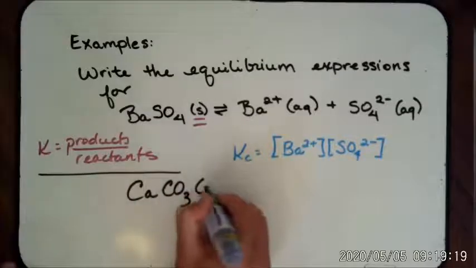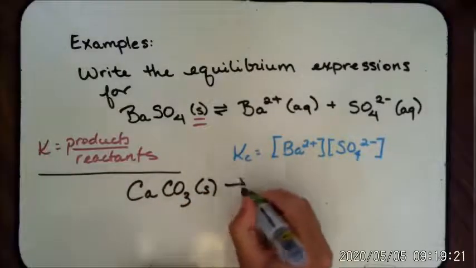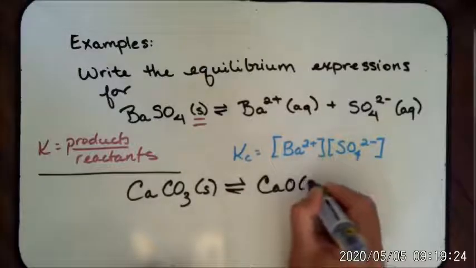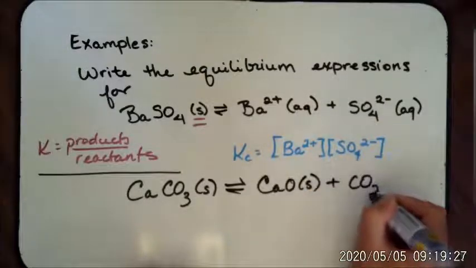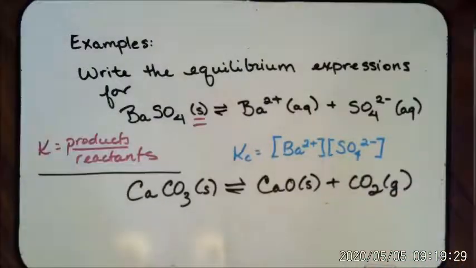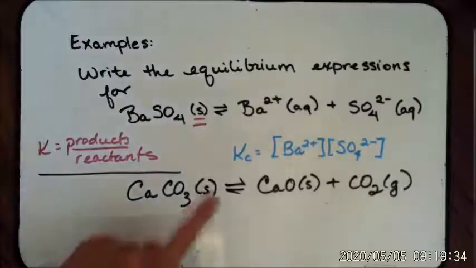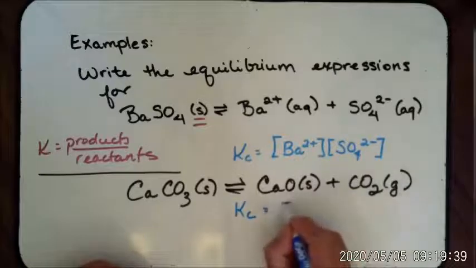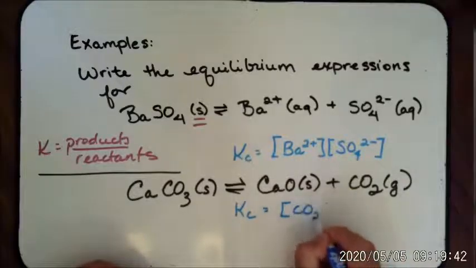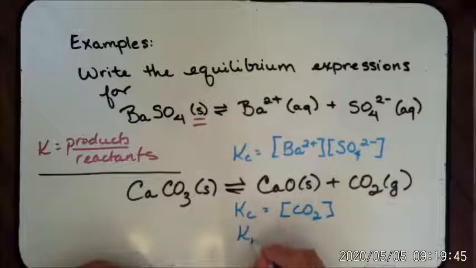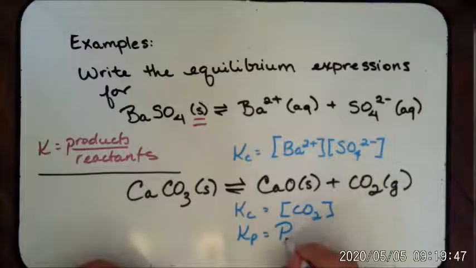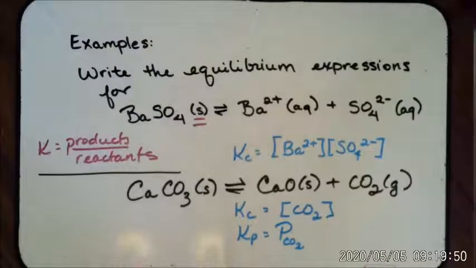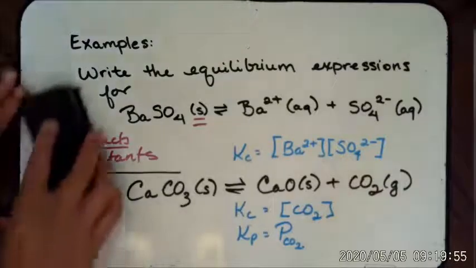Okay? For the second reaction, we have a solid here. Calcium carbonate goes to calcium oxide solid plus carbon dioxide gas. Again, K is products over reactant. So Kc, notice these are solids, is only dependent upon my product, the CO2 concentration. Kp would be the partial pressure of CO2. And that's it for this one, because these are solids, they don't get incorporated.